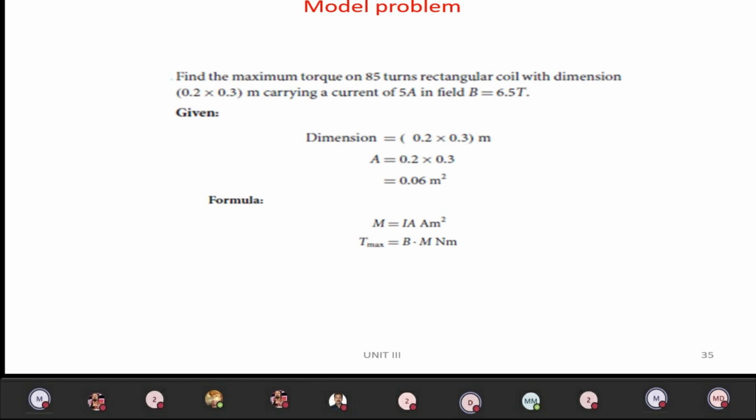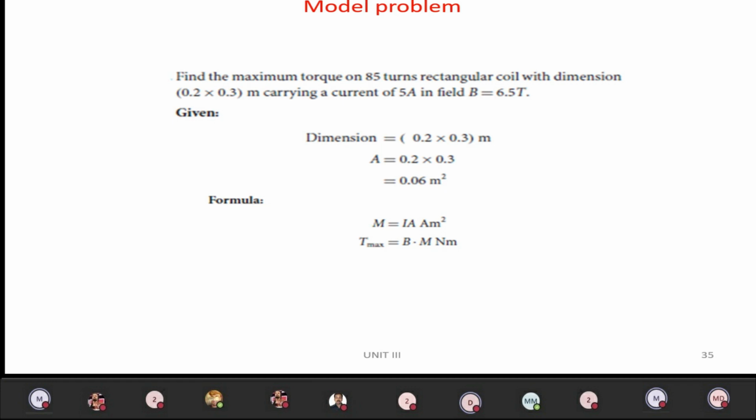Later on we can see about the torque. So far we have seen the force and the model problems. Now we can see about the torque. These kinds of problems are repeatedly asked in GATE questions, so clearly see about that concept. Now we can see about the maximum torque.